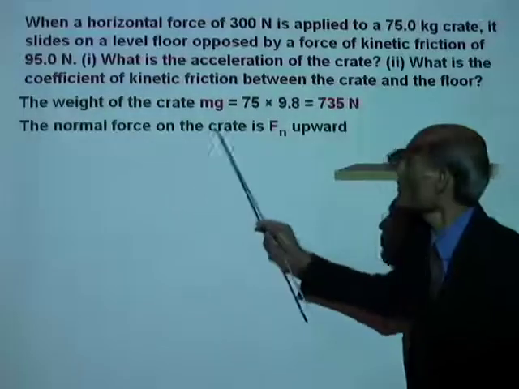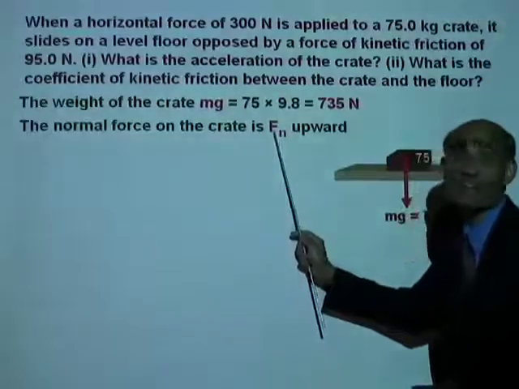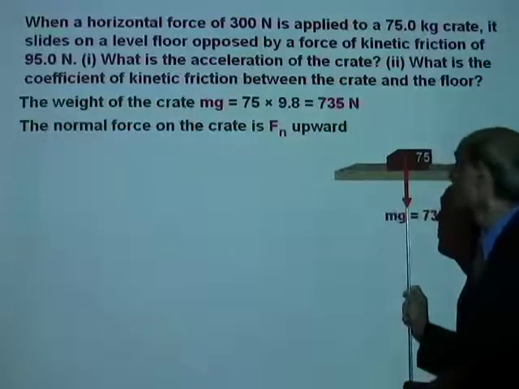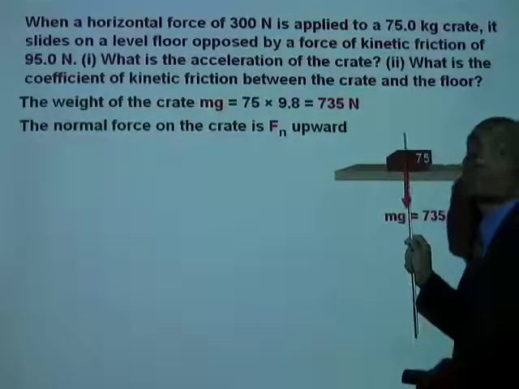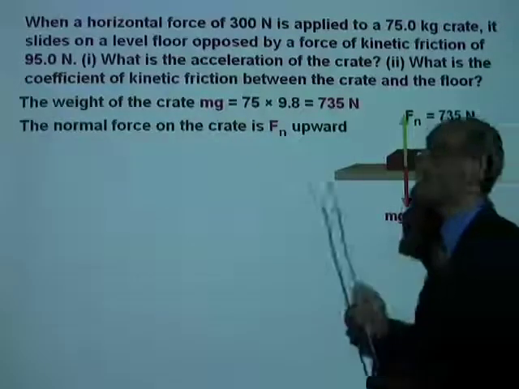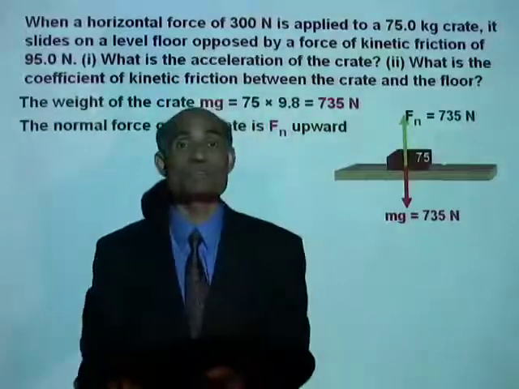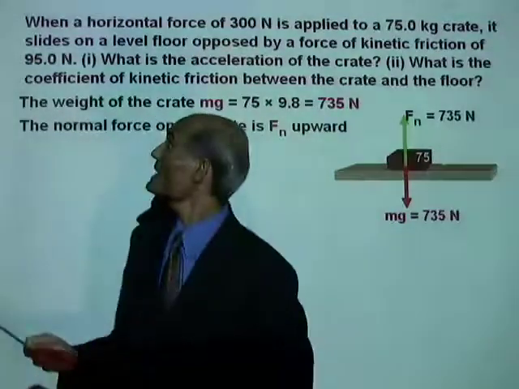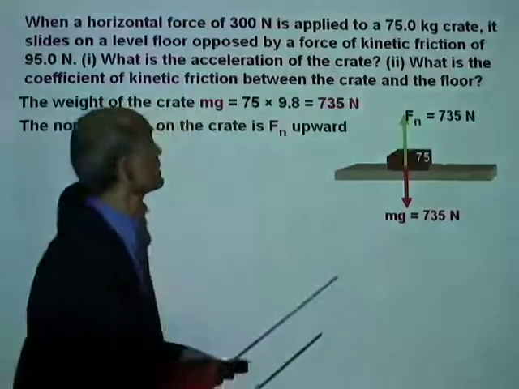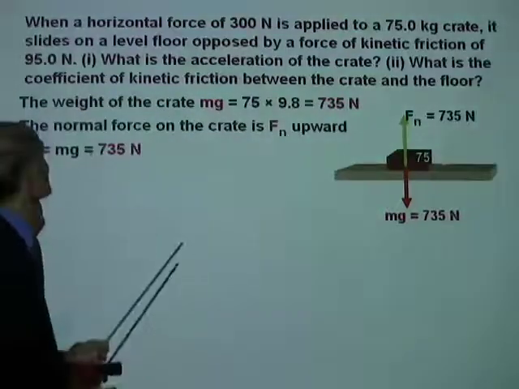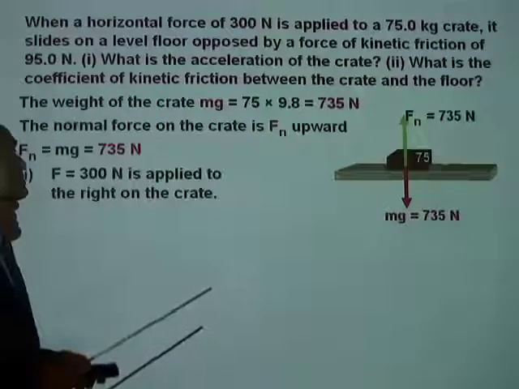The normal force on the crate, Fn, tell me, what is the normal force on the crate? The normal force will be opposite to this. So that will be the normal force, and that will be equal to 735 Newton. Alright, what are the other forces acting on the crate? So Fn is equal to 735 Newton.